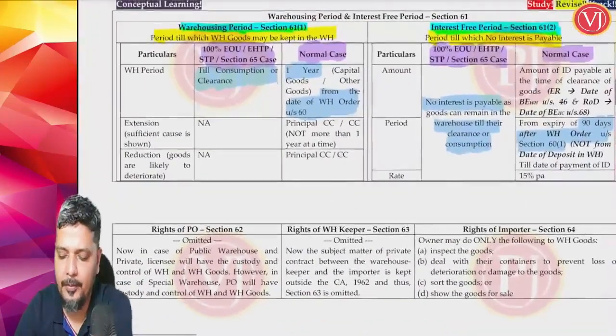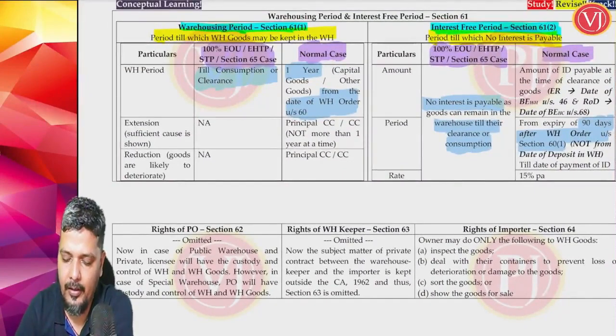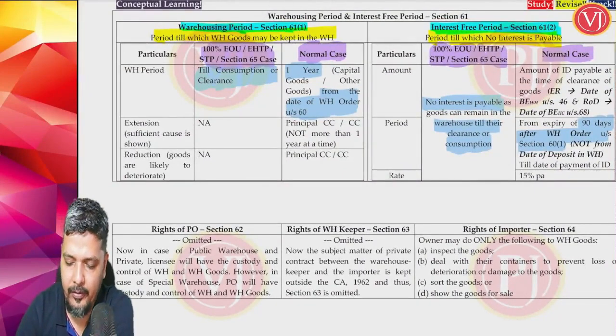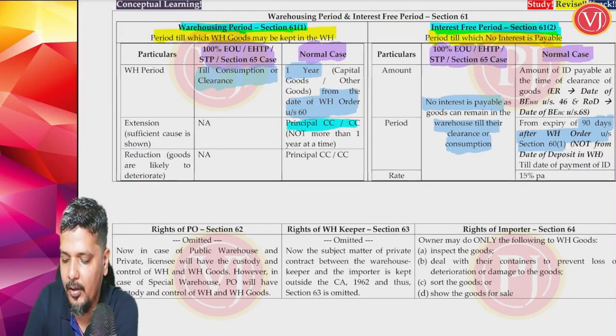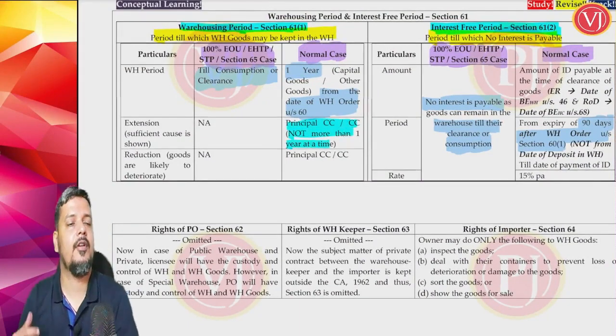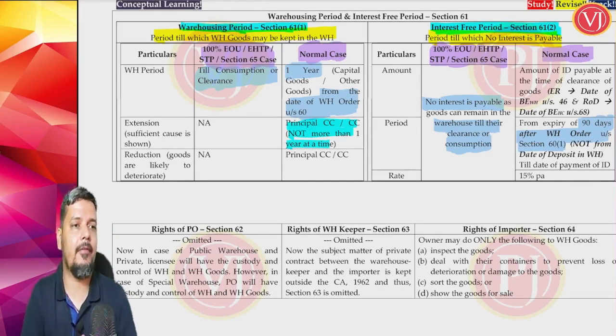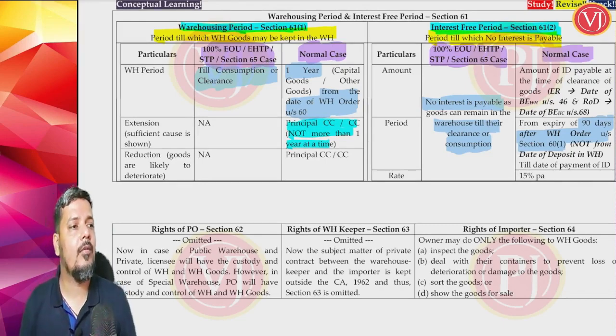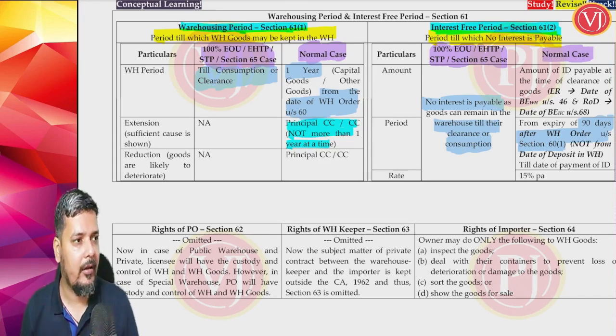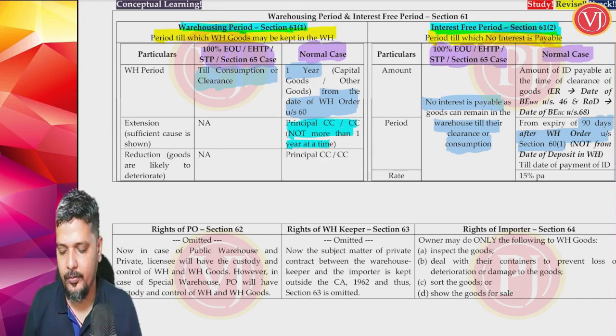Can the warehousing period be extended? Yes. Your warehousing period can be extended by principal commissioner or commissioner, not more than 1 year at a time. So the warehousing period is 1 year plus maximum 1 year plus maximum 1 year. It can be extended every time, but not more than 1 year at a time. So it is 1 year plus max 1 year. Right?